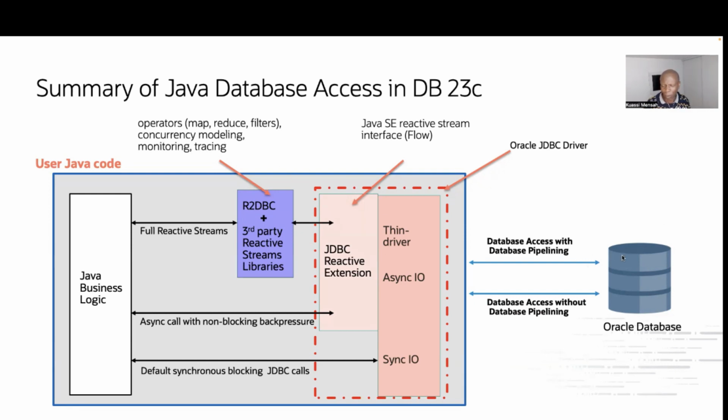Now on the right is the database, right? The database can be accessed with database pipelining or without database pipelining. Obviously, if you are using the synchronous call, you cannot do pipelining, right? So you can only do it without pipelining. But if you're using the reactive extensions or reactive streams libraries, you can access the database using pipelining, as I just explained. Okay, thank you.